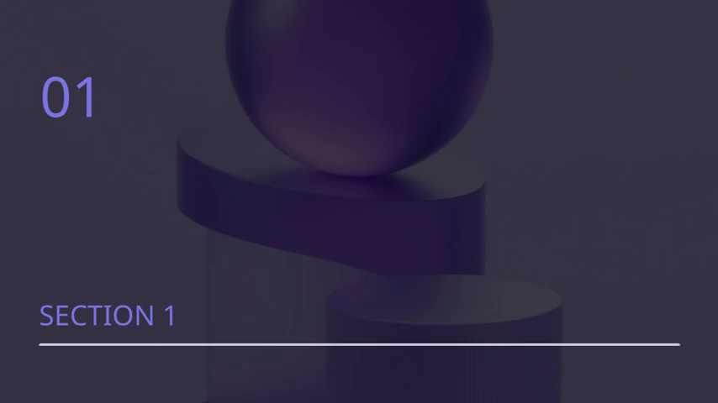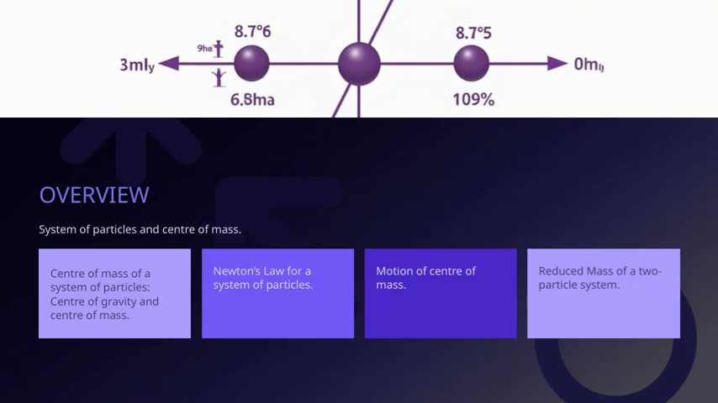we discuss each point. Let's start by talking about the reduced mass of a two-particle system. This concept helps simplify the analysis of two interacting particles by effectively reducing the problem to a single particle with a modified mass. It's a key idea when studying systems like binary stars or molecular interactions.